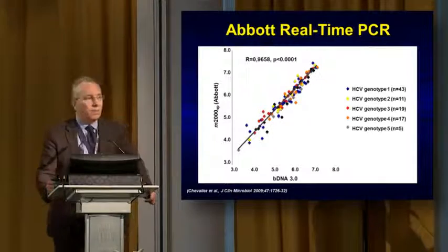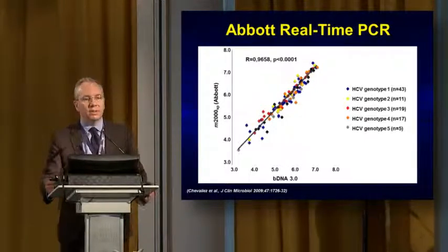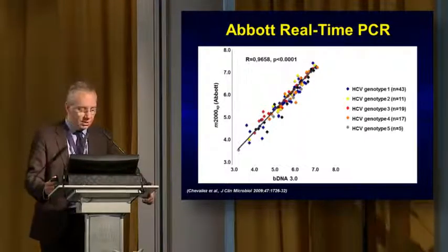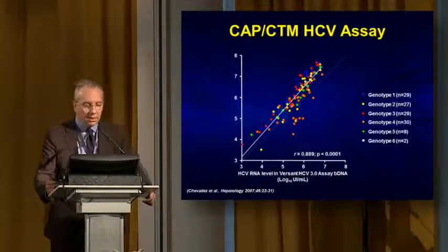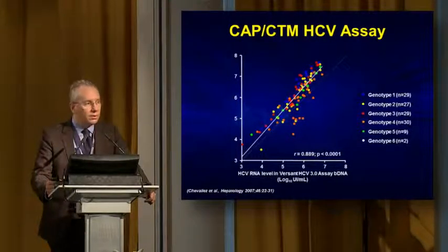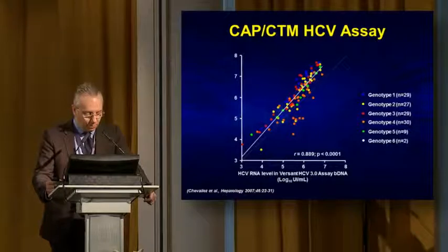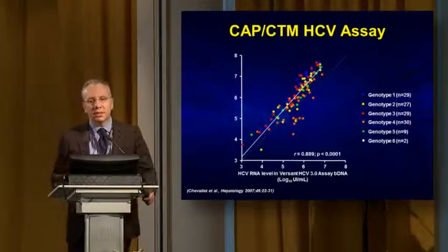A few examples. This is the Abbott real-time PCR assay, and you can see here that there is an excellent correlation, whatever the HEV genotype, between the values obtained with the Abbott assay and a reference assay based on another technology, branched DNA. The other very widely used assay is the CAP-CTM assay from Roche. This is a picture taken from a paper we published a few years ago with a first-generation assay, and this first-generation assay had a problem.